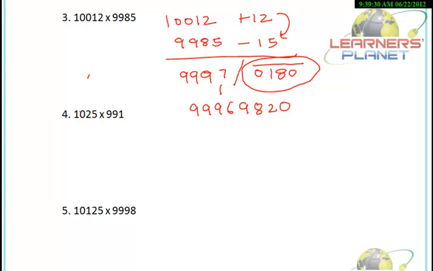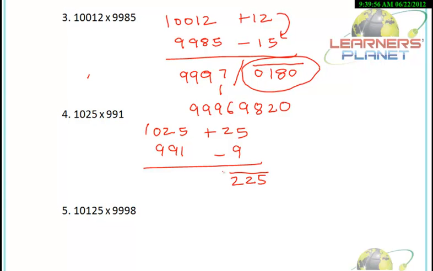Let's take this problem. It's 1025 into 991. It's plus 25 from 1000 and it is minus 9 from 1000. So now 25 into 9 is 225. We want 3 digits since the base is 1000 over here, and we are getting 3 digits. So we'll just write them as it is, but the calculation will be negative. I put a bar over there.